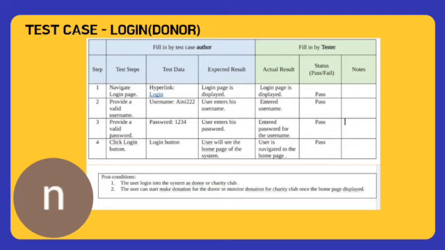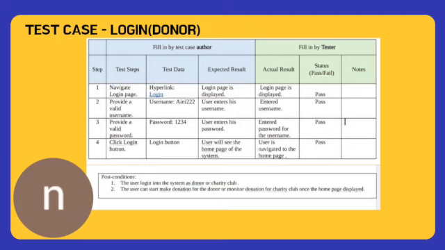The next step is to provide a valid password. The password is 1234 for the test data, the expected result is the user entered his password, and the actual result is entered password for the username. The next step is to click the login button, and the test data is login button. The expected result is the user will see the home page of the system, and the actual result is the user is navigated to the home page.